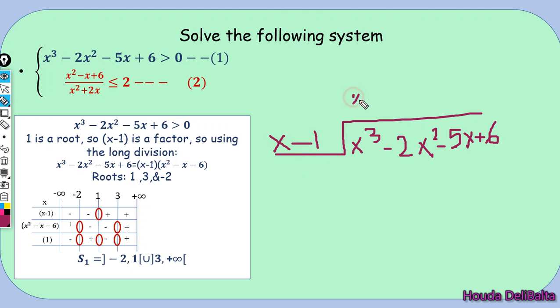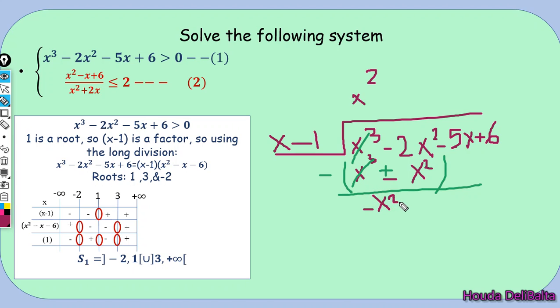Here we need x squared. Now x squared times x is x cubed. x squared times minus 1 is minus x squared. And don't forget, we have to change the signs because we make subtraction. So these will cancel and this will become plus, and thus we are going to have 1x squared minus 2x squared, then it is minus x squared, and this minus 5x will be down here, and 6 will be right down here.